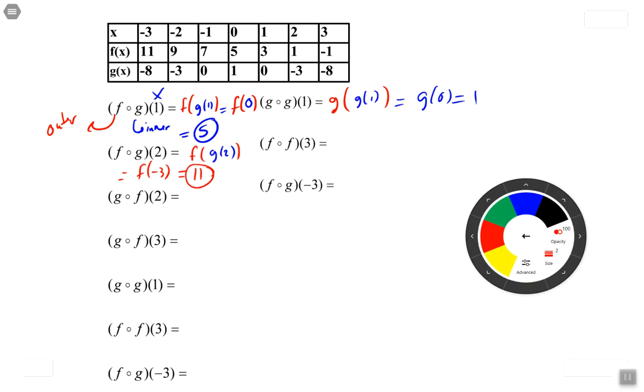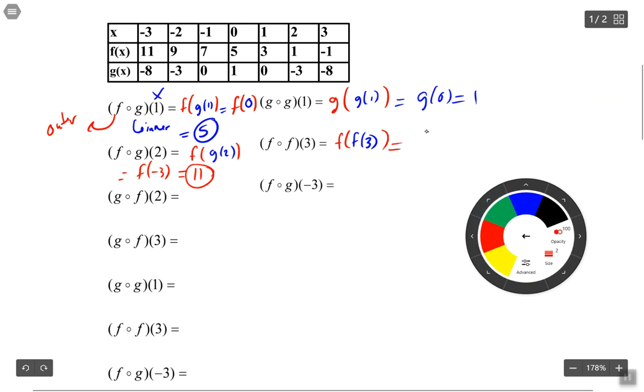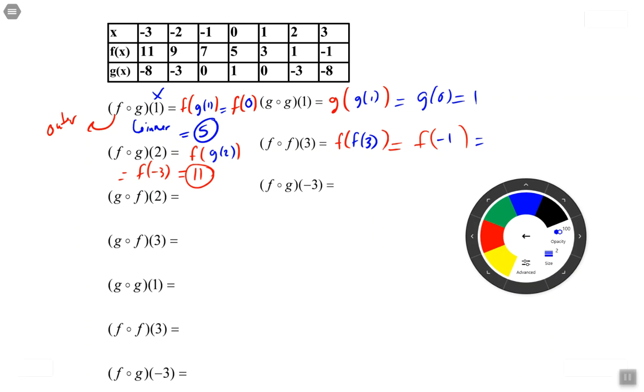For this one, I want f of 3. So what does this equal? What is f of 3? -1. So that's -1. Now what is f of -1? 7. Así de fácil.